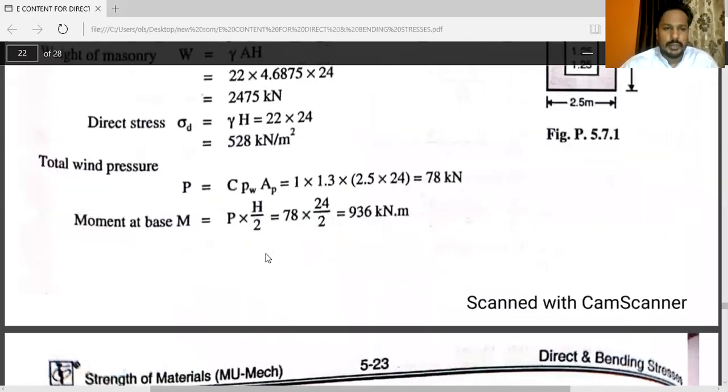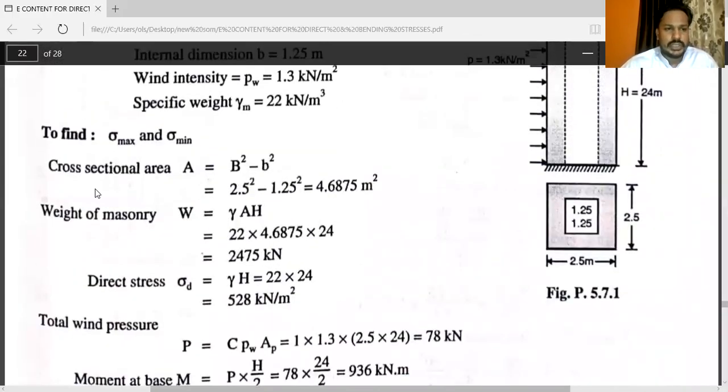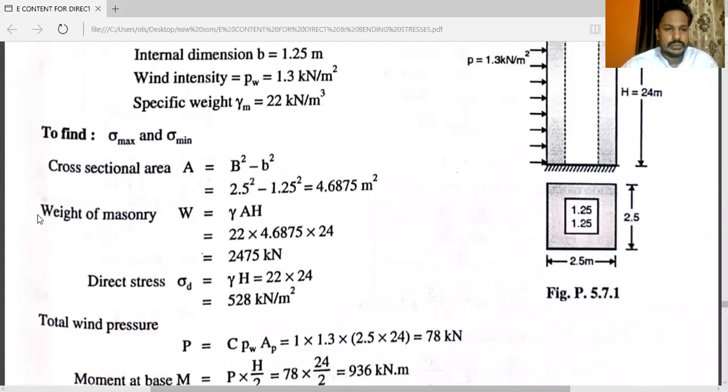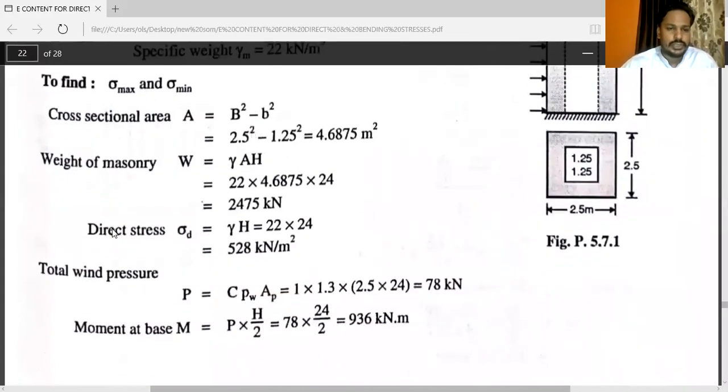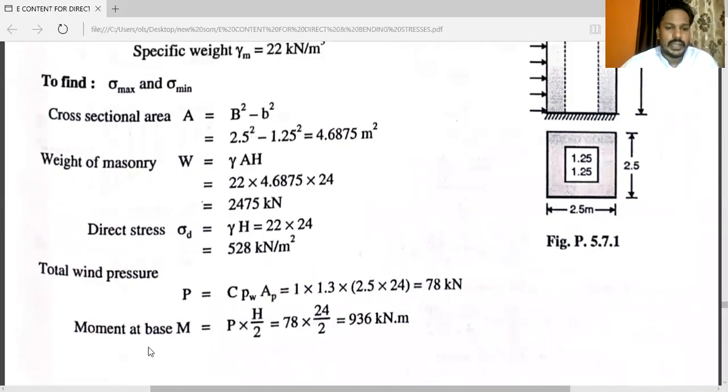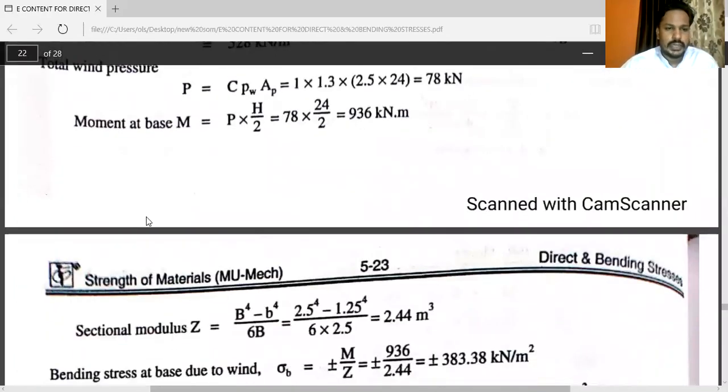So again here I am repeating each and every step. First step is to calculate cross-sectional area. Second, to calculate weight of masonry. Third step is to calculate the direct stress. Fourth, total wind pressure. After that, moment at base. Once you get the moment, after that, sectional modulus Z.